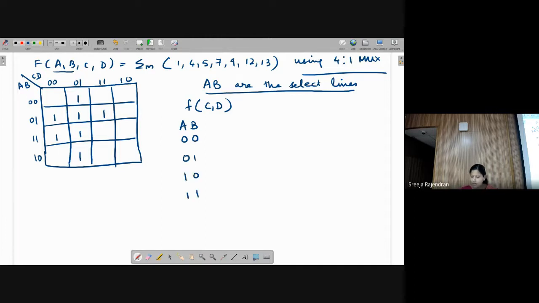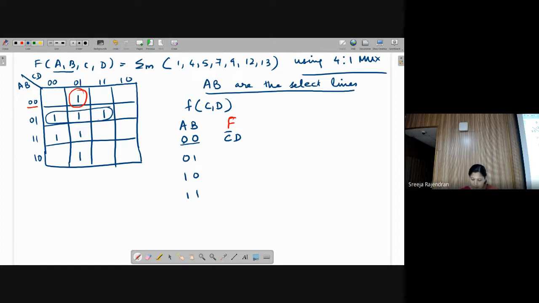Now, when AB is equal to 0 0, which row should I look at? The first row, right? Here I have only one case where the value is true. What is that? When C is 0 and D is 1. So I can write the output F is equal to C bar D. Now next row, because 0 1 is my next combination of select lines, I have to come to the next row.